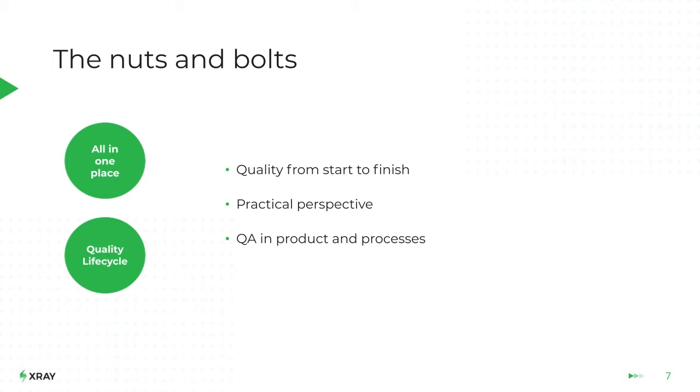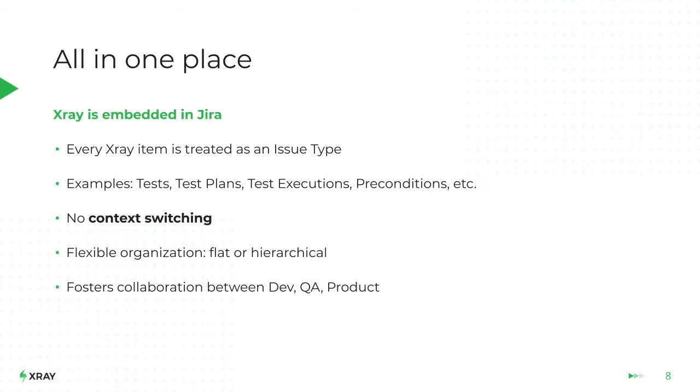Also, Xray aims to bring quality not only in product but also in the process on a daily basis. In every daily meeting you have, in every stand-up meeting you have, if you're following a Scrum approach, for example, you will be able to get information and status in terms of quality for every item under development.